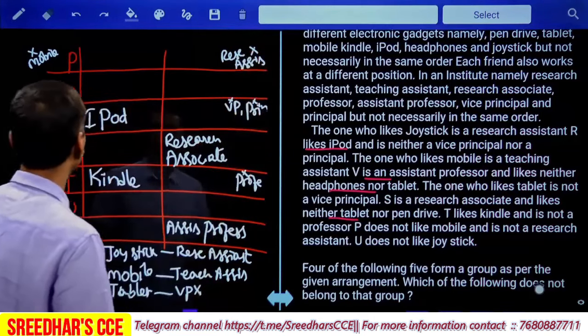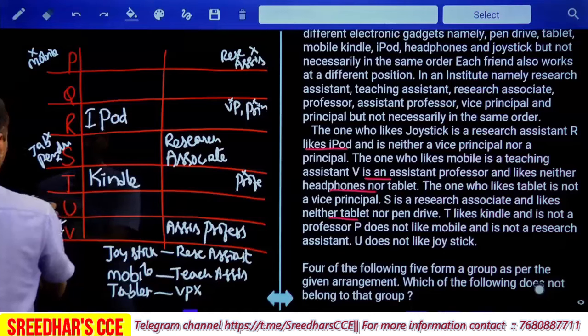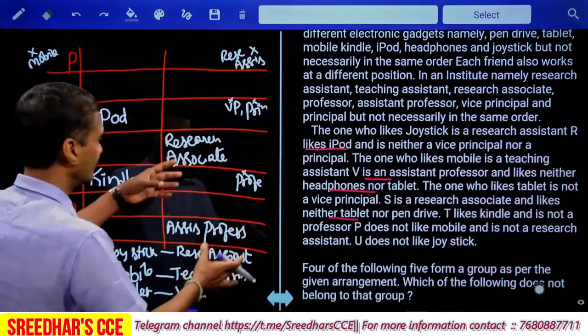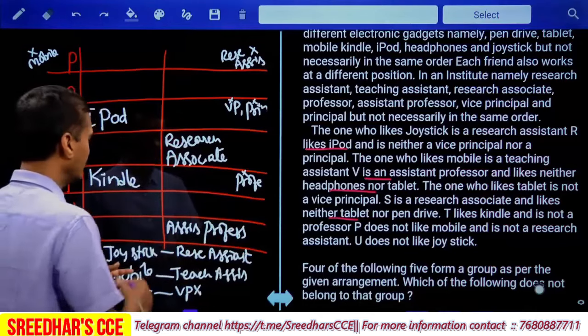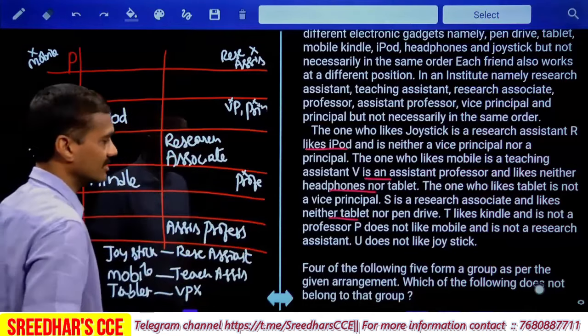And U does not like joystick. U does not like joystick. Now this is the information we have, isn't it? The entire information we have represented here. Now we need to arrange the given data in the given diagram.